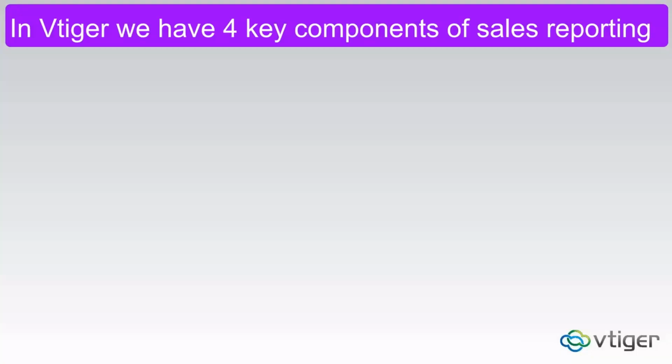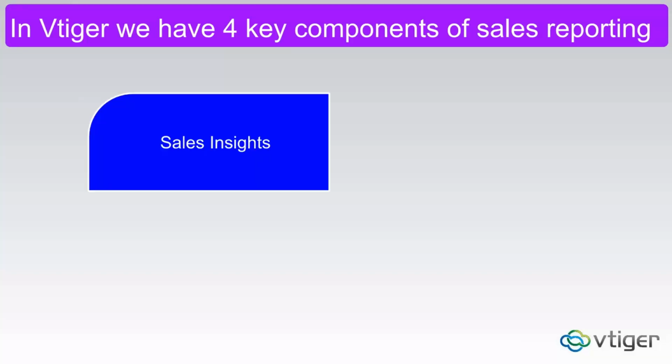Okay, so in Vtiger, we have 4 key components of sales reporting. Not all of these are conventional reports with rows and columns, because we have insights, we have charts, we have a whole bunch of other things. Sales Insights is not your traditional reporting because it's very much an insights-driven approach, and it gives you actionable insights to do something when something goes wrong with your sales operation.